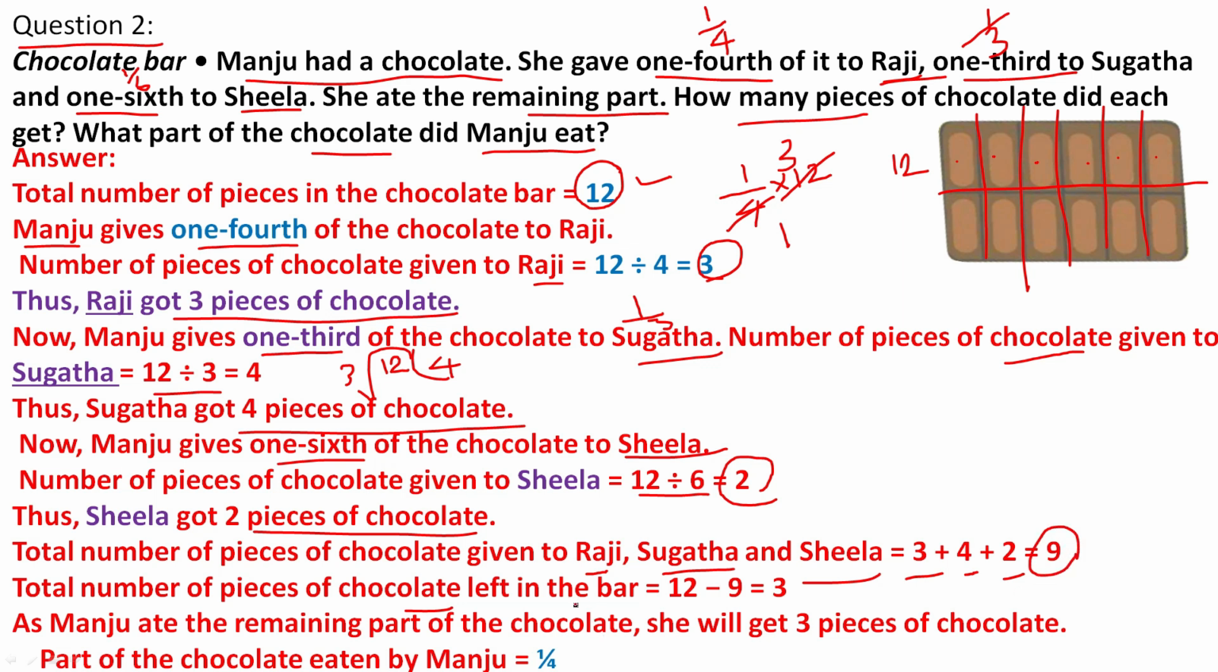Total number of pieces of chocolate left in the bar. So total number of pieces in the bar is 12. So 9 is given to her friends. So 12 minus 9 is equal to 3. So she will get 3 pieces of chocolate. So the 3 pieces of chocolate eaten by Manju. This 3 pieces is actually 1 by 4 of the chocolate.